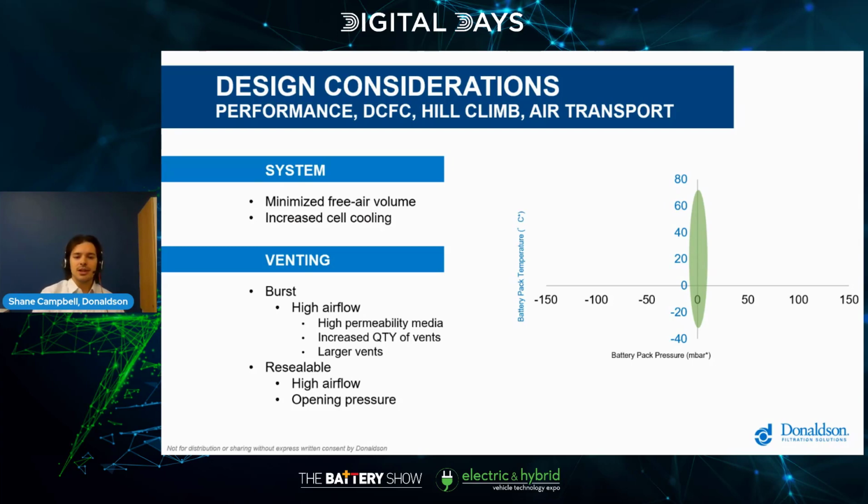At a venting level, we can approach this in a few different ways. With a burst product, we can minimize these effects by having higher airflow. You can do that with higher permeability media or membrane. You can also increase the number of vents on your pack or just use larger vents to get more airflow. With a resealable option, we can use all the same considerations for higher airflow with the membrane and number and size of vents, or we can control the opening pressure of the vent so it can help relieve pressure during these edge cases.